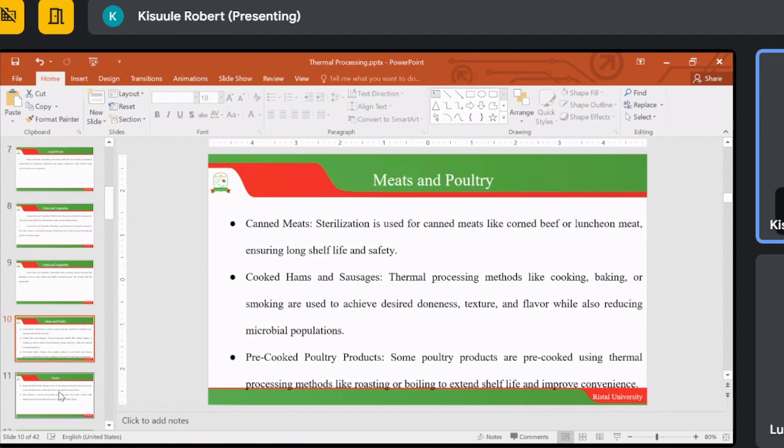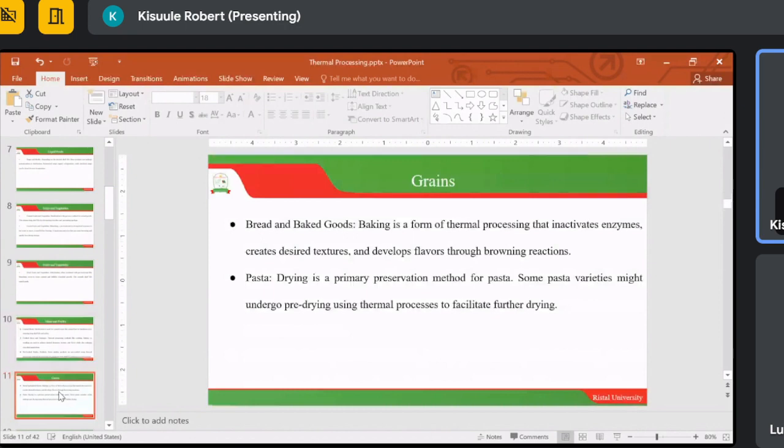Okay, for the grains, we are saying the bread and those other baked goods. When we apply heat to them in this thermal heat treatment, we are trying as much as possible to inactivate those enzymes that could cause off-flavors or browning reactions. But also, when we heat these foods, it creates those desired textures and the browning that comes with breads, and also gives us those flavors. But also, in a way, it will help us in activating those enzymes.